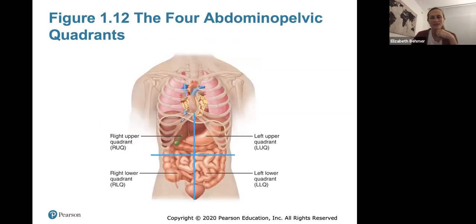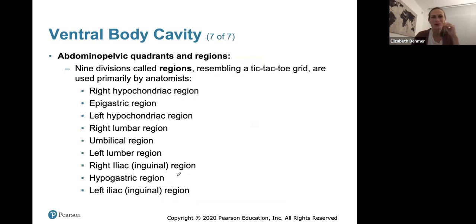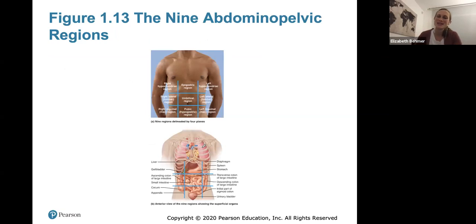And there might be a test question asking you, the gallbladder is in what quadrant, or the appendix is in what quadrant. And you should also know the nine divisions called regions of the abdominal pelvic cavity. These resemble more like a tic-tac-toe grid. There's nine of them. They're used primarily by anatomists, so people who are studying anatomy, but can also serve as a diagnostic tool. Again, if someone presents to your ER and they have pain in one of these nine regions.